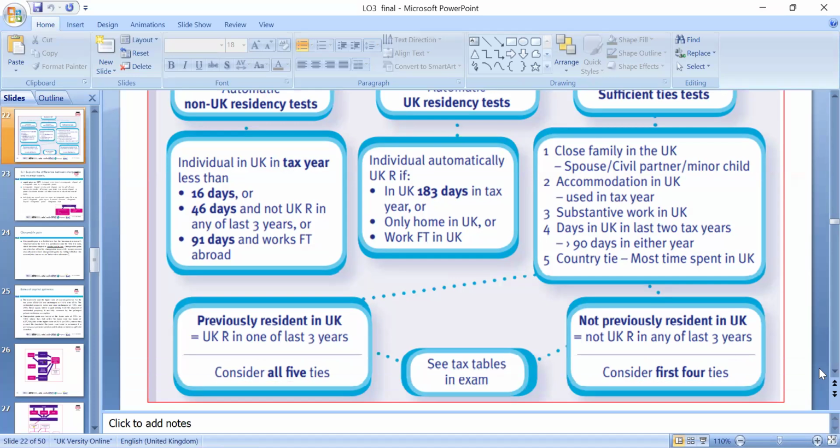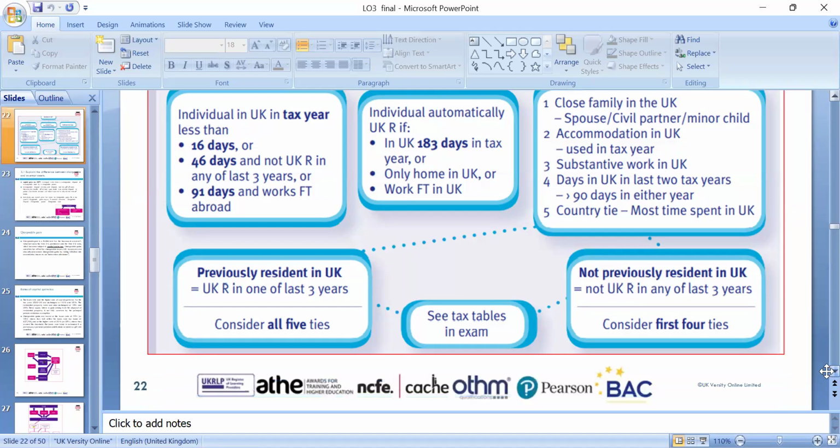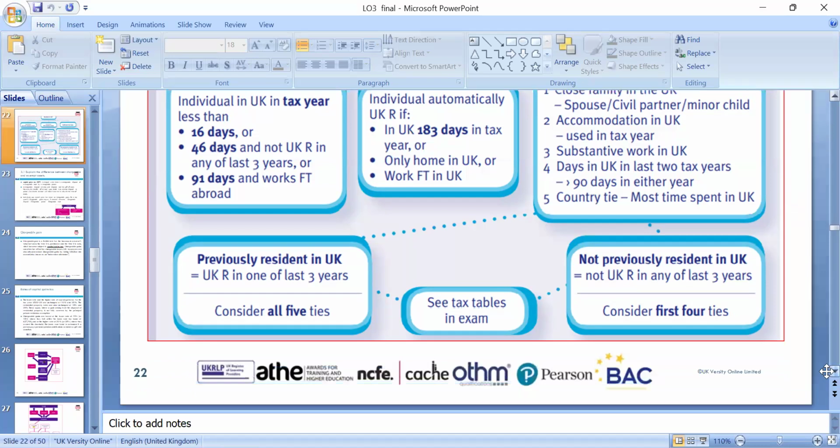Significant ties: we can look at close family in the UK, spouse, civil partners, minor children, accommodation in the UK, and substantive work in the UK. Individual in the UK in the tax year less than 60 days, 46 days, 91 days. That's where we need to be previously resident in the UK in one of the last 3 years. And C, where we look at not previously resident in the UK from last year.